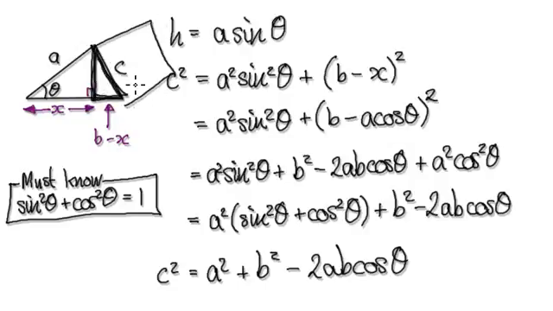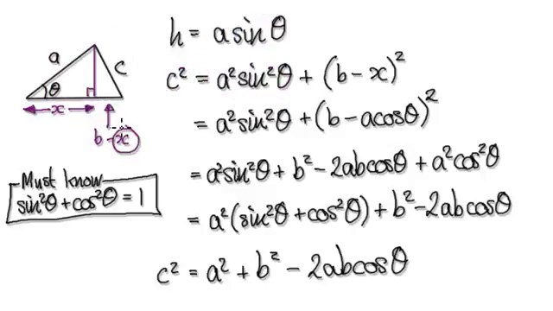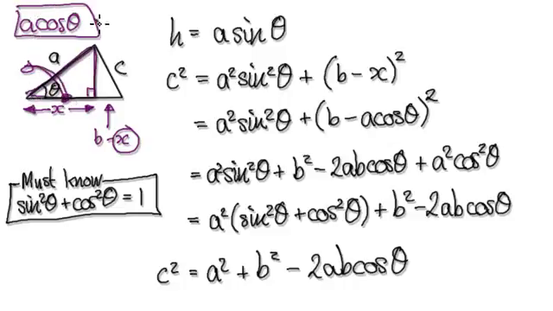So it would be c squared equals the height squared. We've just worked out the height. Square this, and it would be a squared sine squared. And then now square this length. Don't forget x. This x here is a cos theta, by looking at this triangle here. So this is your x here.